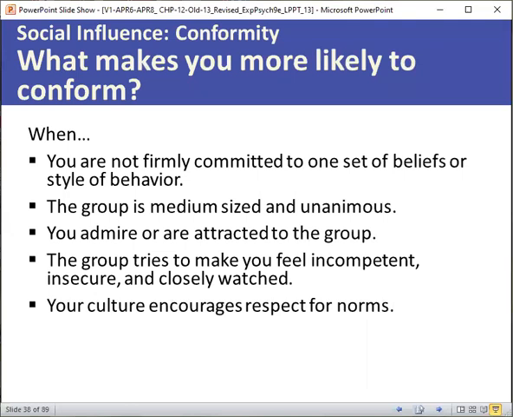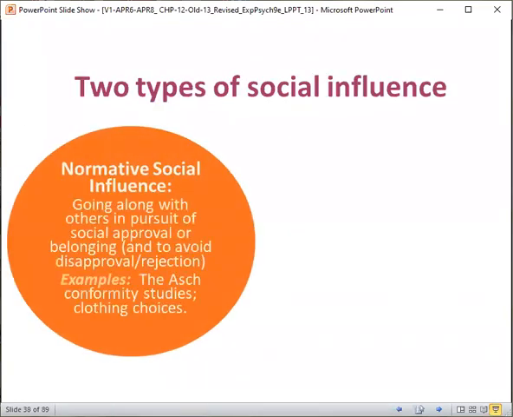So now let's look at why it is that we may have this conformity. So we look at two types of social influence. We have normative social influence, going along with others in pursuit of social approval or belonging and to avoid disapproval and rejection. And that's what we saw in the Asch conformity studies. And we may see this in things like clothing choices. We don't want to get disapproved of or rejected. So we do it to get along. So we seek social approval and belonging to that group.